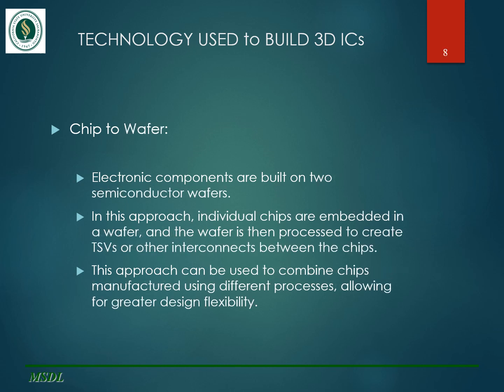Chip to wafer. Electronic components are built on two different semiconductor wafers. In this approach, individual chips are embedded in a wafer and the wafer is then processed to create TSVs or other interconnects between the chips. This approach can be used to combine chips manufactured using different processes, allowing for greater design flexibility.